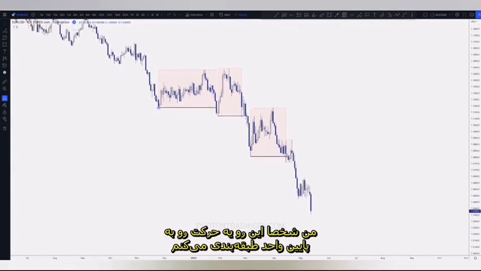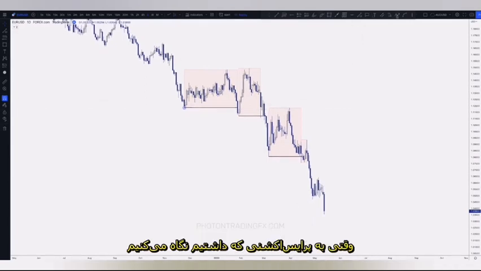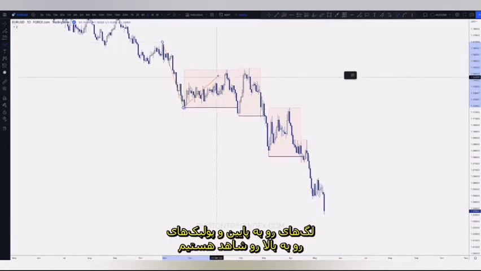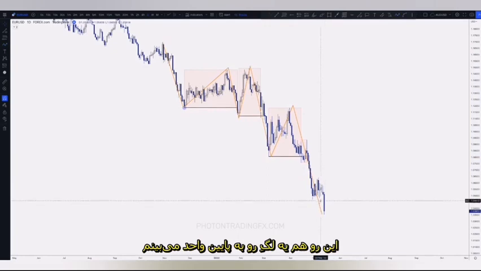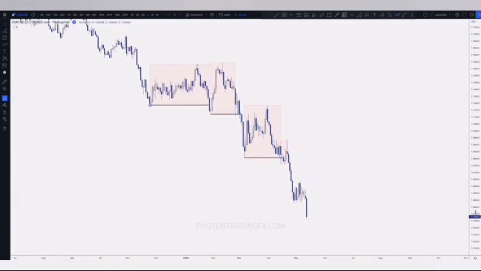So for me, I'm classifying this as one big push down. When we look at the recent price action, we can see we had a leg down, pull back up, leg down, pull back up, leg down, swing, pull back up. And then I'm classifying that as one leg down, and that's more of a 4-hour pullback.